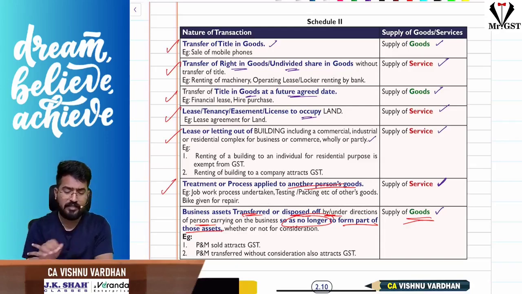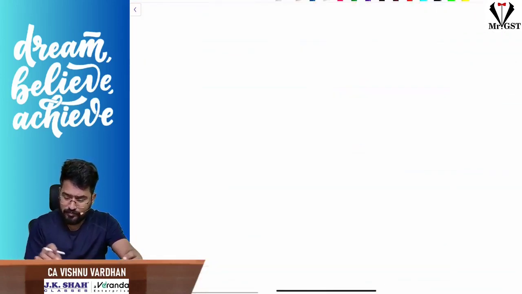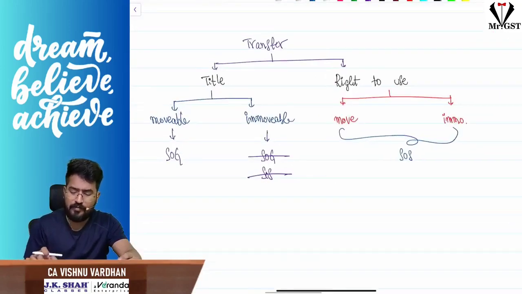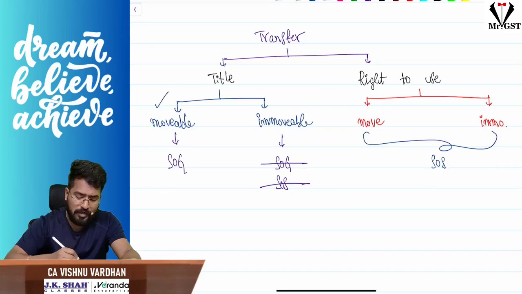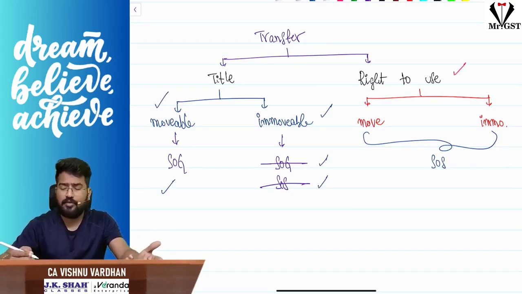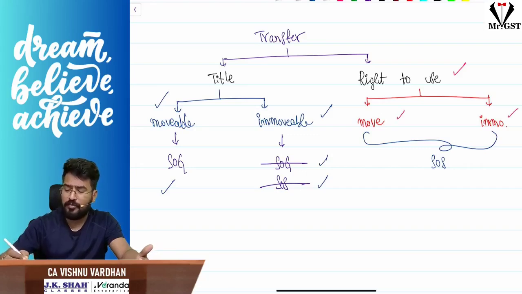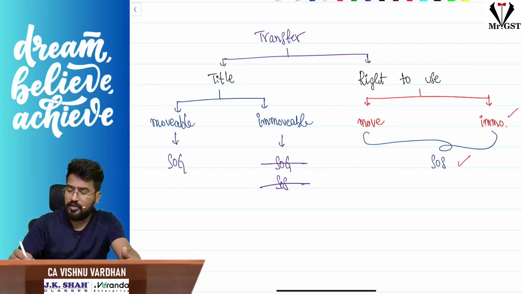Here the interesting thing is, when you're transferring title in goods, just take it this way. Transfer of title in movable property, then it is supply of goods. If it is transfer of title in immovable property, you cannot call it supply of goods or supply of services. No sir, I am not transferring the title, I am just transferring the right to use. If you are transferring the right to use, whether it is movable property or immovable property, it is obviously treated as supply of service. With this logic, you can crack various points here. So just make sure you are thorough with this flowchart.